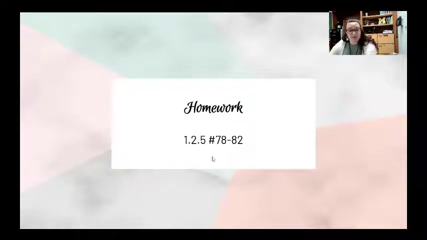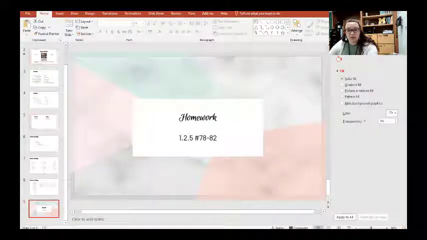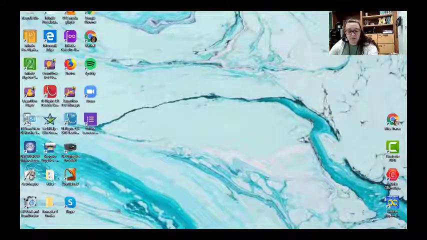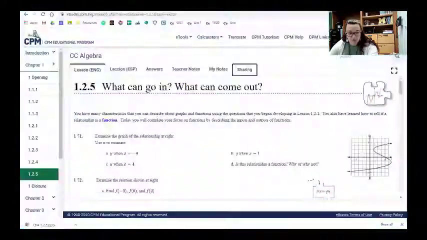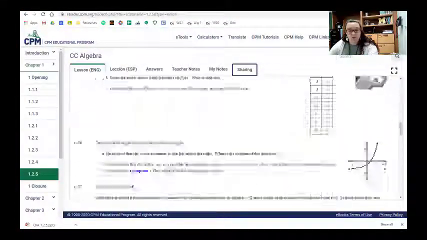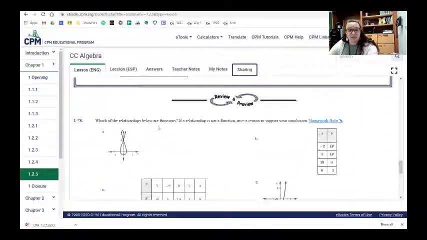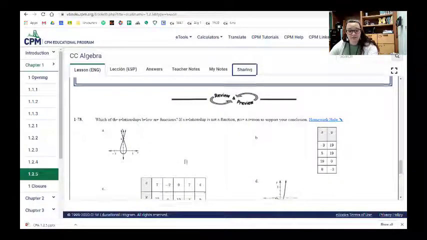Let's look at section 1.2.5, numbers 78 through 82. It is already up on my screen. So if we scroll down to review preview, here it is. Number 78 is talking about some more of those functions or not. So tell me if it's a function or not. You've got to plug in x and see what happens.